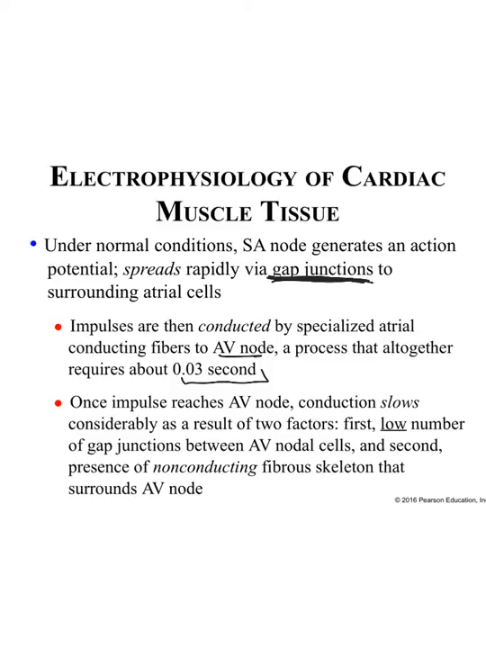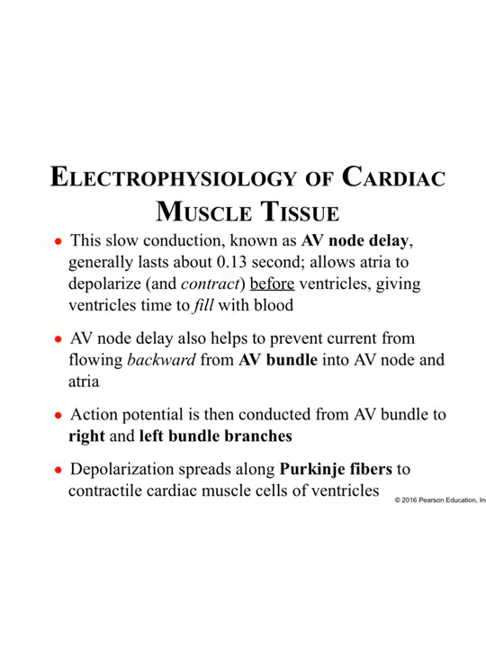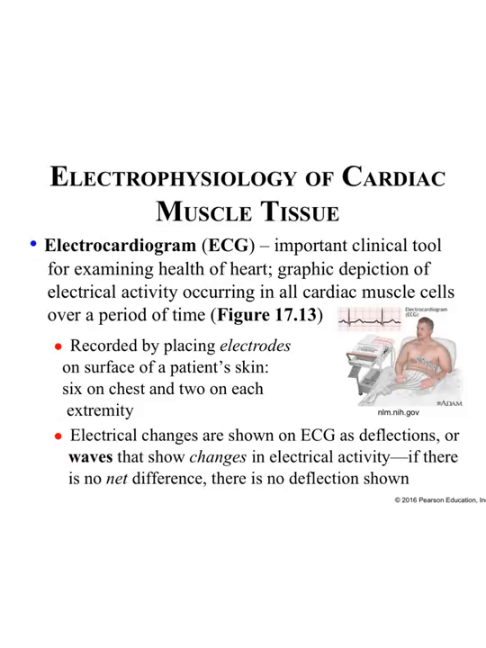Already talked about this. There's a lower number of gap junctions, and you have the fibrous skeleton that's surrounding that AV bundle, and that slows down electrical current and stops it from being spread as well. The AV node delays, again, to make sure that blood's going to flow the way that it needs to. The action potential then goes to the AV bundle, right and left bundle branches, and then the Purkinje fibers.